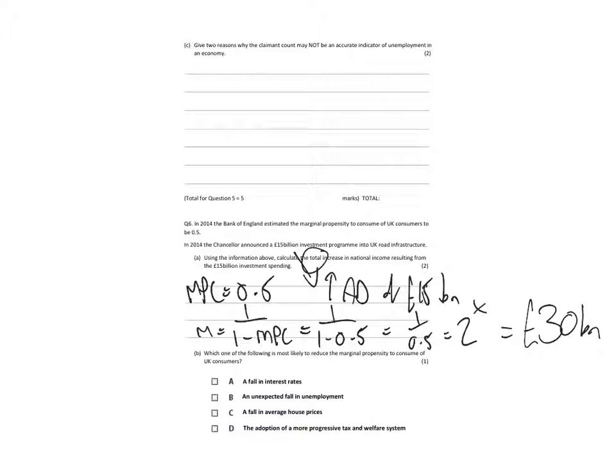A fall in average house prices. This relates to the concept of the wealth effect, a change in the value of assets, in this instance houses being the asset. A fall in the average house price would lead homeowners to suffer from the negative wealth effect, which should reduce consumer confidence and animal spirits, and may then have a negative impact on the marginal propensity to consume. So the answer there is C.